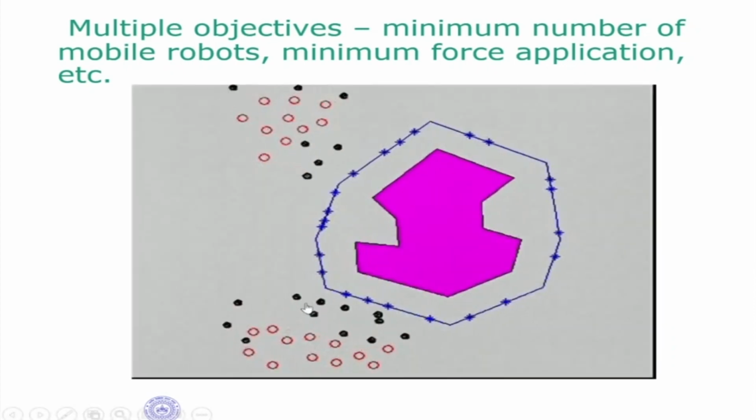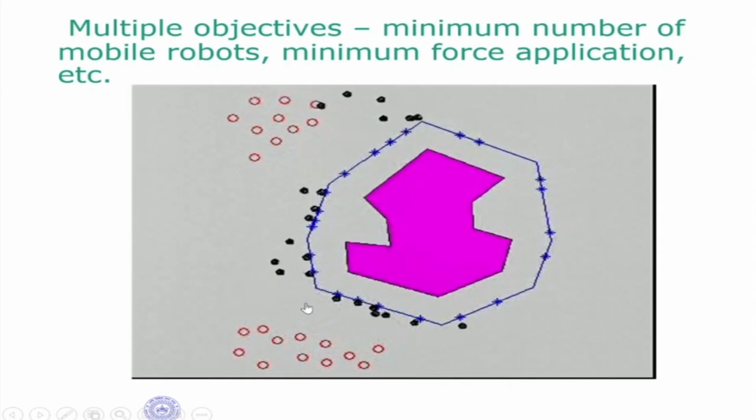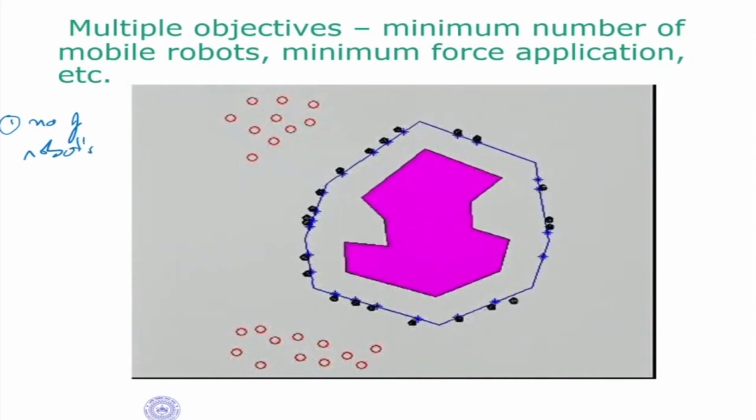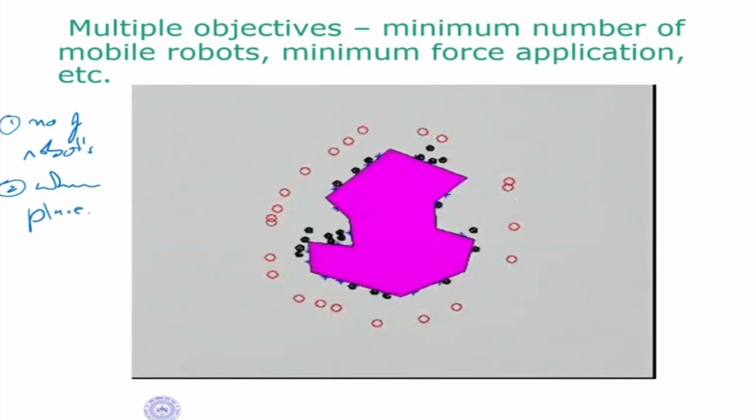Let's have a look at the video again. This will give you an idea of the kind of questions that would come up here. Number one is the number of robots: how many robots do you need to do this task? Number two is, where would you place them? Where are you going to place them around the object? And number three is the pushing strategy.